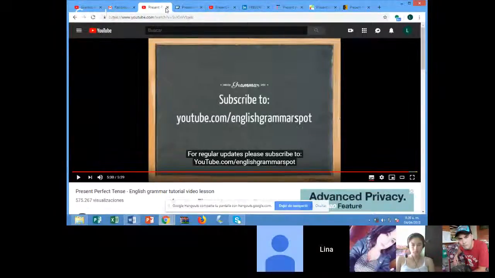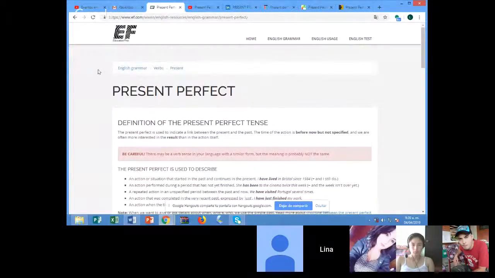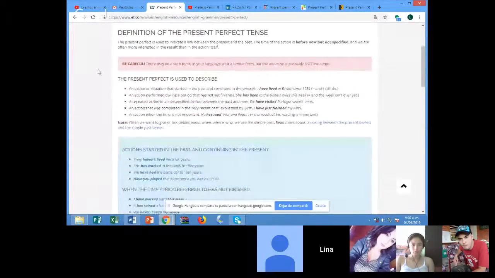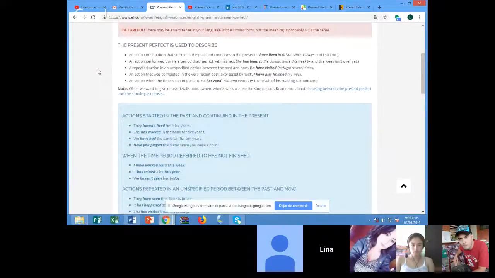So now I have some grammar here about the present perfect tense. The present perfect tense is used to describe an action or situation that started in the past and continued in the present. So I have lived in Bristol since 1984 and still do. So this is the time that started in the past but continues right now in the present. An action performed during a period that has not yet finished.